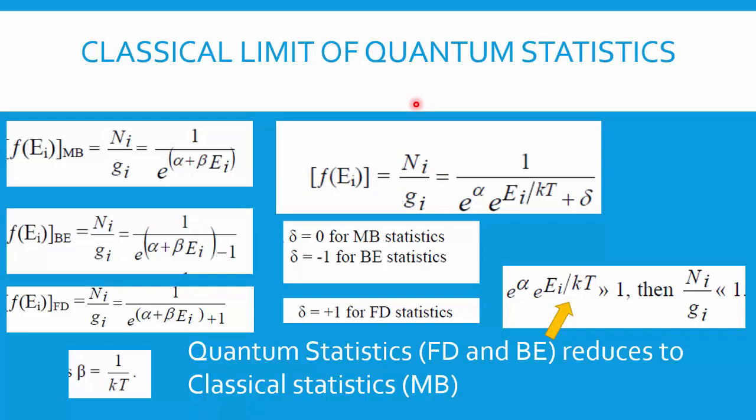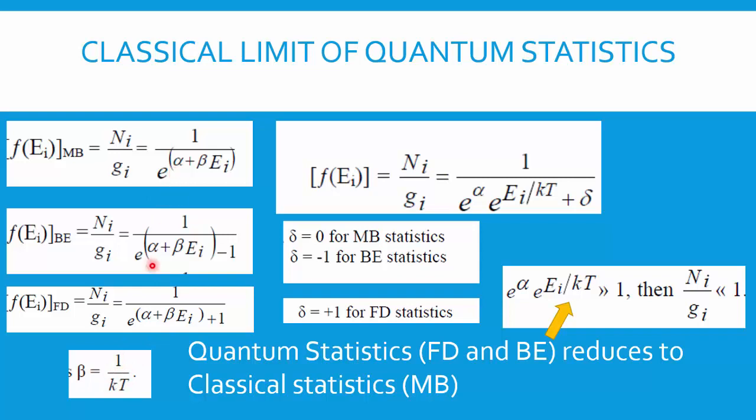Before I tell you the condition, again I repeat the distribution function formula for each of the three statistics. It is here on the screen. If you carefully observe, the difference between MB, BE and FD is small, with alpha, beta terms and energy terms, but in Maxwell-Boltzmann you don't have this plus 1 or minus 1, but you have minus 1 in the BE statistics and plus 1 in the FD statistics. And beta is 1 by kT, and alpha is a constant.